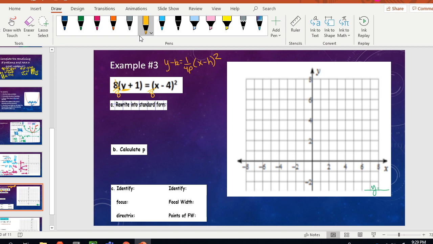So I want to divide by this. Notice there's nothing right here. It's supposed to be a 1. So I have to get that to a 1. So rewriting: y plus 1 equals 1/8 times x minus 4 squared.